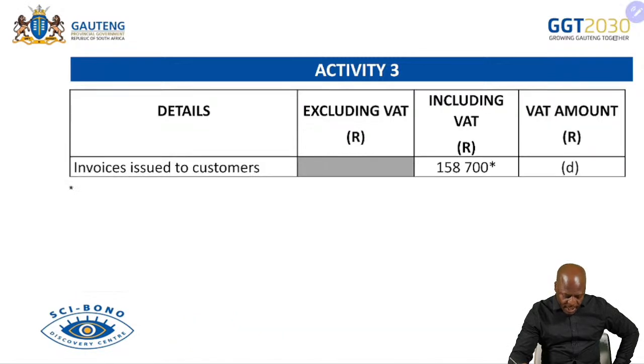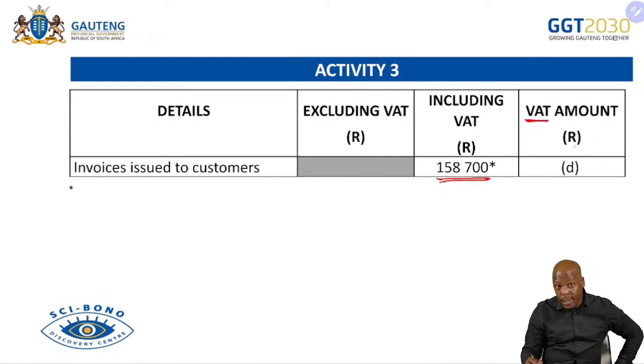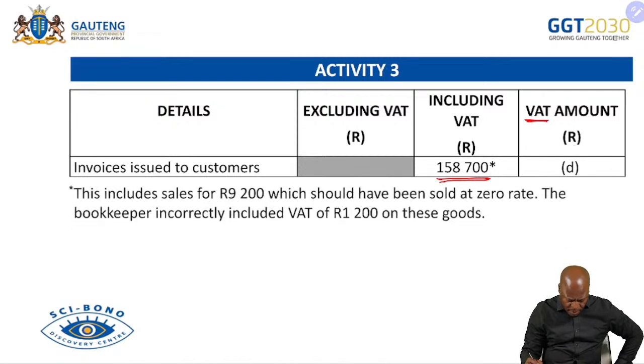And then let's now go to my last information here. It says invoices issued to customers, VAT inclusive is 158,700. We are required to calculate the VAT amount. But there is additional information which we're given.